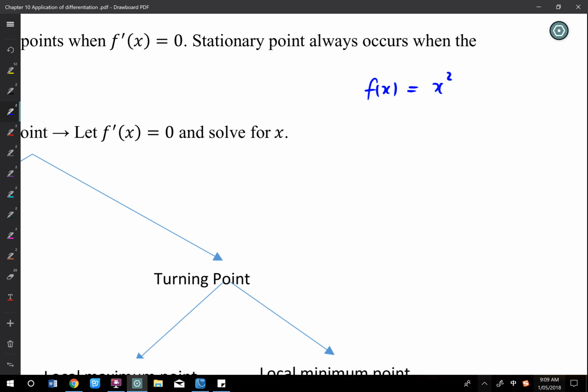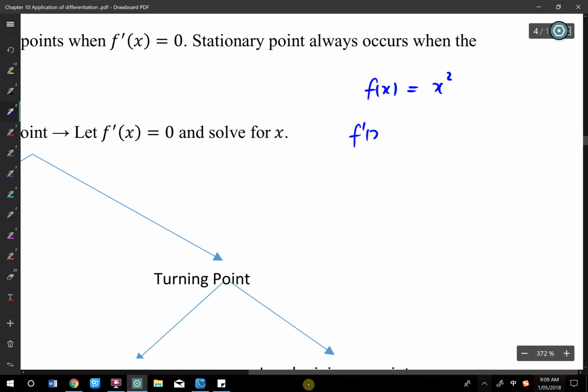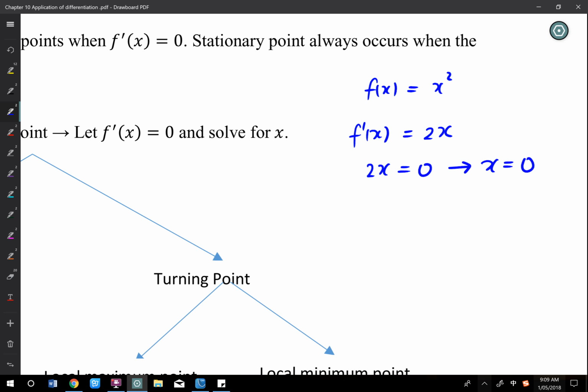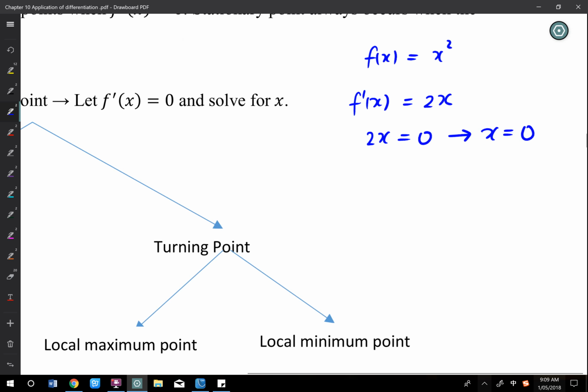So now I want to find the stationary points, and I want to know their nature. So I will do f'(x), which equals 2x. And I will solve 2x equals 0, which gives me x equals 0. That's the stationary point. But suppose we don't know whether it's a maximum or a minimum. So all I need to do is use a slope diagram to test it.